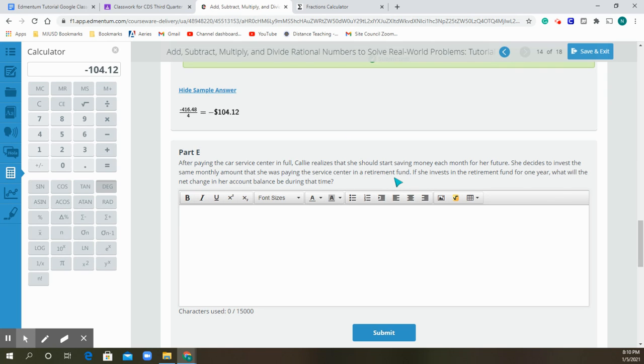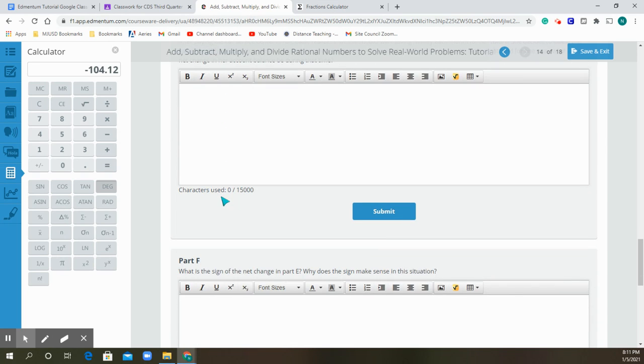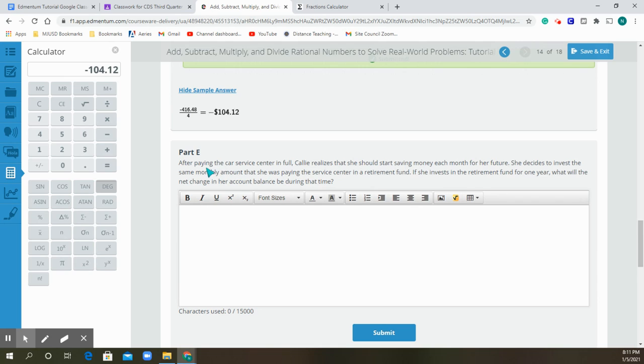in a retirement fund. If she invests in the retirement fund for 1 year, what will the net change in her account balance be during that time? So let's use the same steps. Okay, so if she invests in a retirement fund for 1 year, what will the net change in her account balance be during this time?